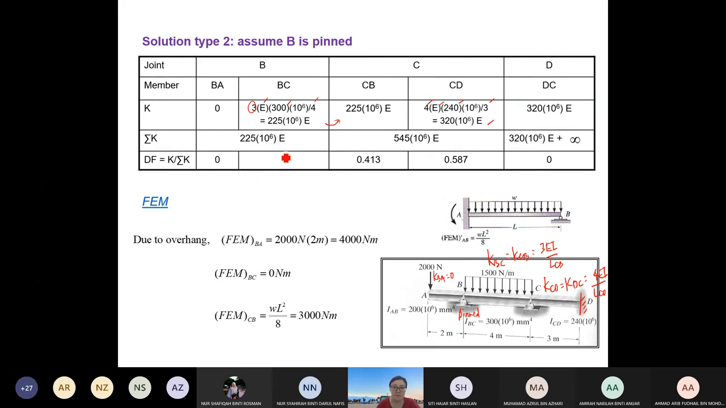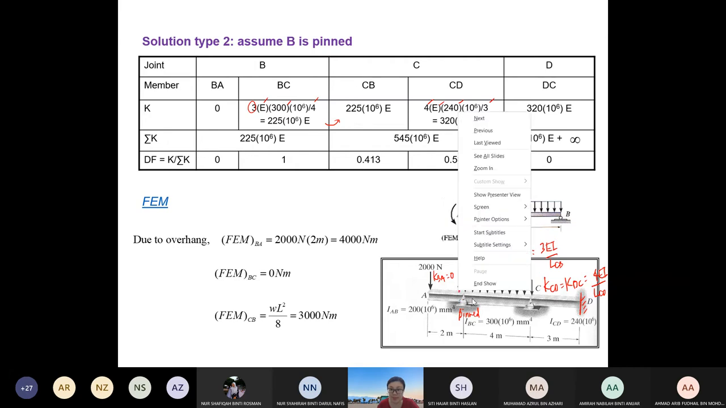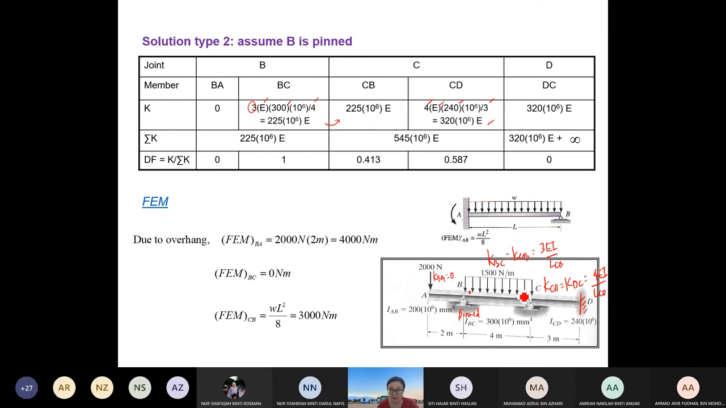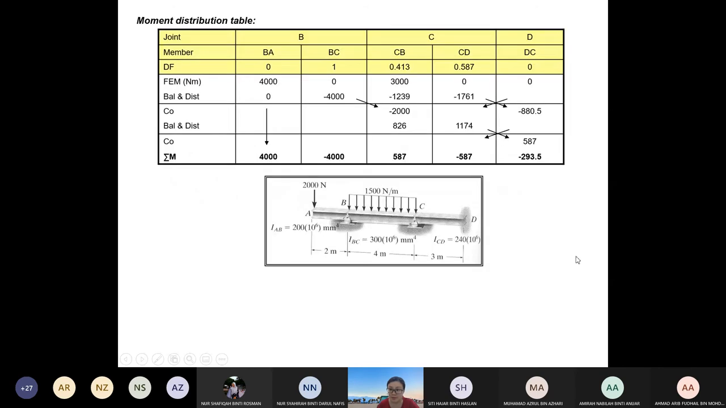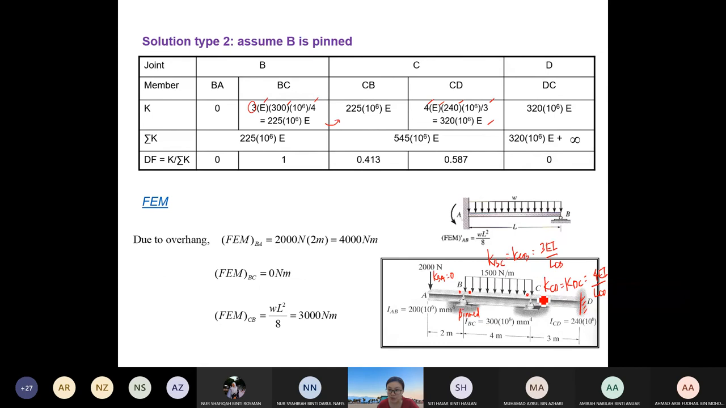We are going to get the DF here: DF BA, DF BC, DF CB, DF CD, DF DC. Sorry, I'm highlighting a dot here so that you know which I'm referring to, the end of the member. So BA, BC, CB, CD, DC. We know that BA must be 0 because its K is already 0. And BC, because it is pin, we'll just get 1.